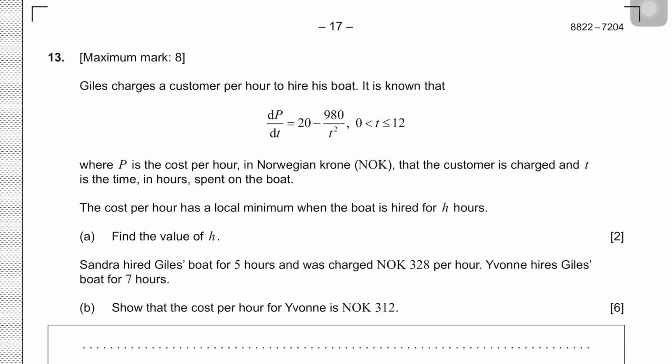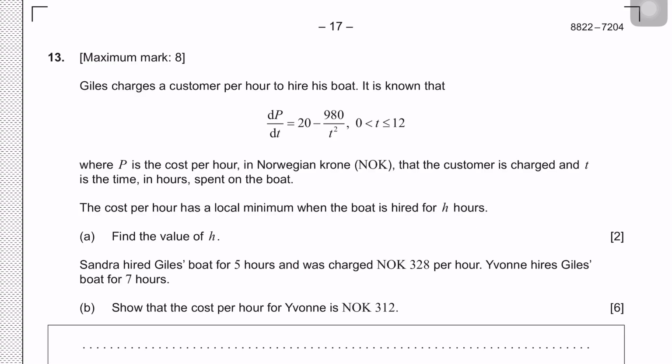Gilles charges a customer per hour to hire his boat. It is known that dP/dt equals 20 minus 980 over t squared, where t is greater than 0 and less than or equal to 12. P is the cost per hour in Norwegian krone that the customer is charged, and t is the time in hours spent on the boat. The cost per hour has a local minimum when the boat is hired for h hours.